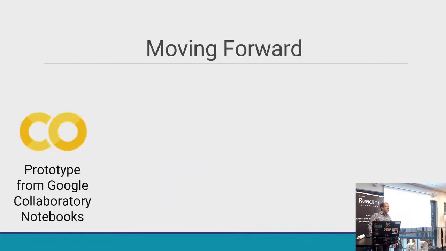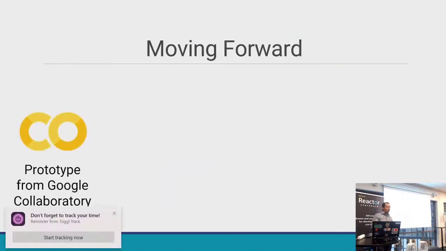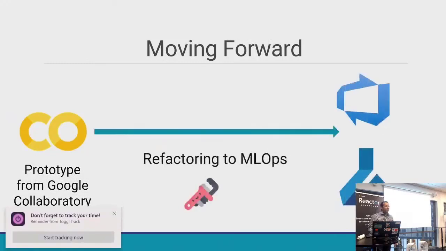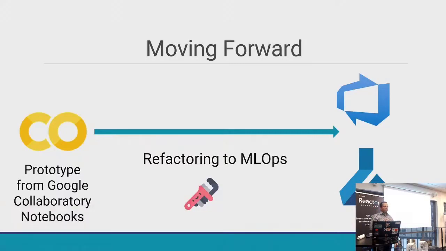Moving forward, the prototype or the experiment we had in Google Colaboratory, we're going to refactor it to become an MLOps-grade machine learning experiment. To do that, we will need to use Azure ML so that we can store our experiment, run all our stuff and so on. And we will need to use Azure DevOps. Why Azure DevOps? Because it helps us with the DevOps part. We can store our code, run pipelines, have traceability and so on.